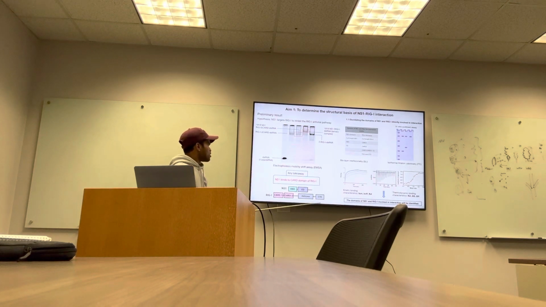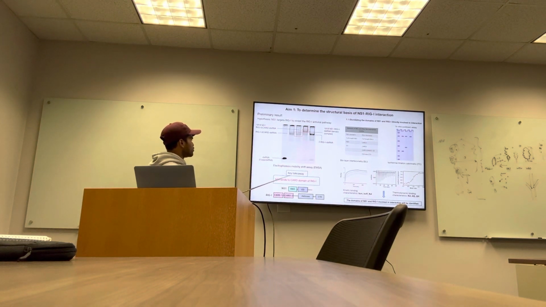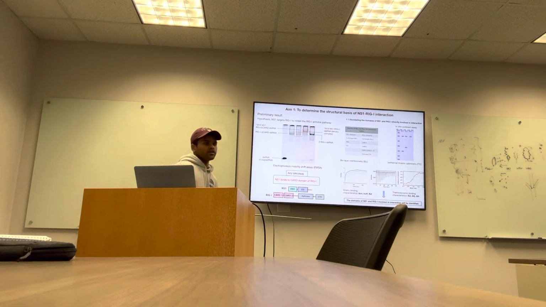That indicates that there is a formation of a ternary complex of NS1, RIGA, and viral RNA. As a reference, when we truncate the RIGA and delete the CARD domain, we do not see any shift in the migration. That indicates that NS1 directly targets the CARD domain of RIGA for the interaction. Now, we have established that NS1 targets RIGA. Next, our aim is to determine what domains of NS1 and RIGA are involved in the interaction.